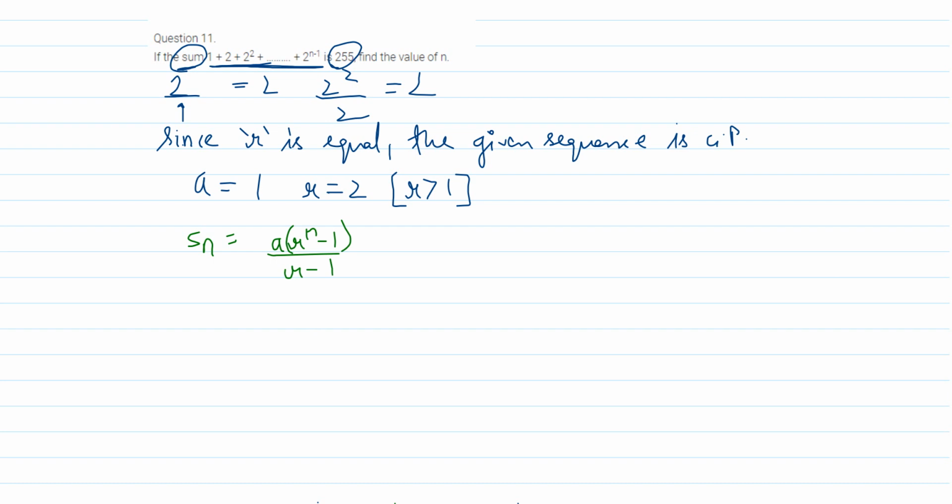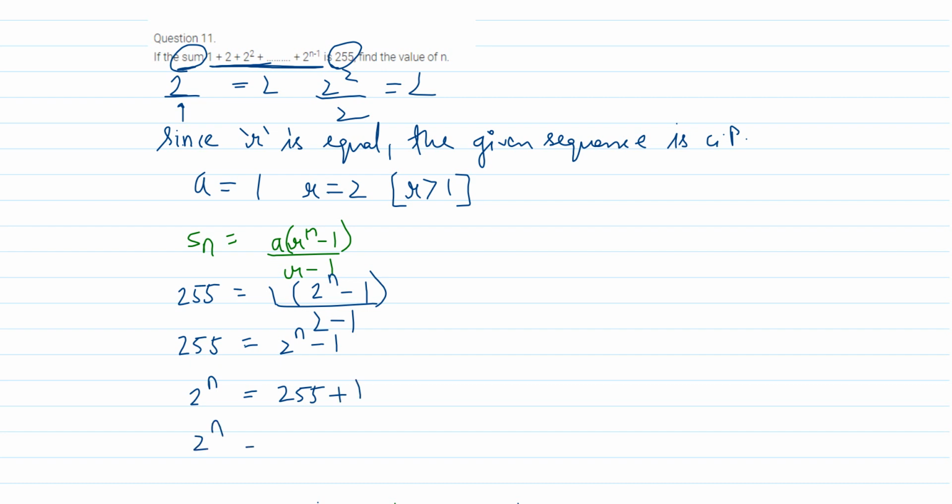You know that the sum is given to be 255, so we'll be writing that 255 is equal to A, you know that it is 1, and R, you know that R is 2, so (2^n minus 1) upon 2 minus 1. So here 255 will be equal to 2^n minus 1, that is nothing but 2^n will be equal to 255 plus 1, that is 2^n will be equal to 256.